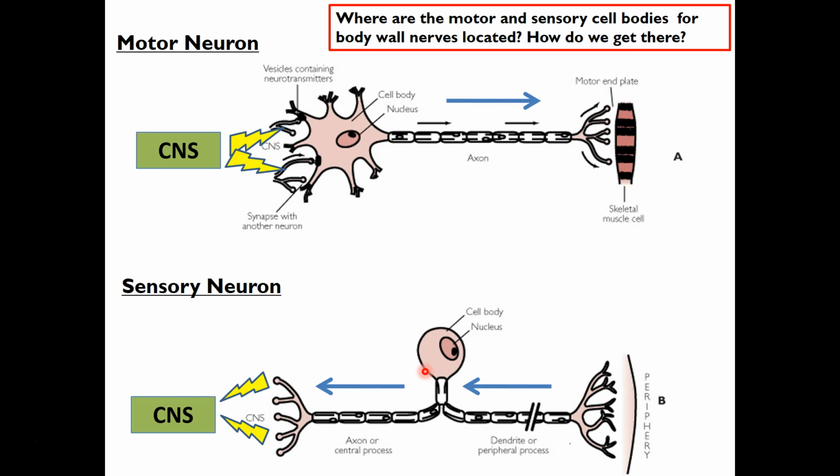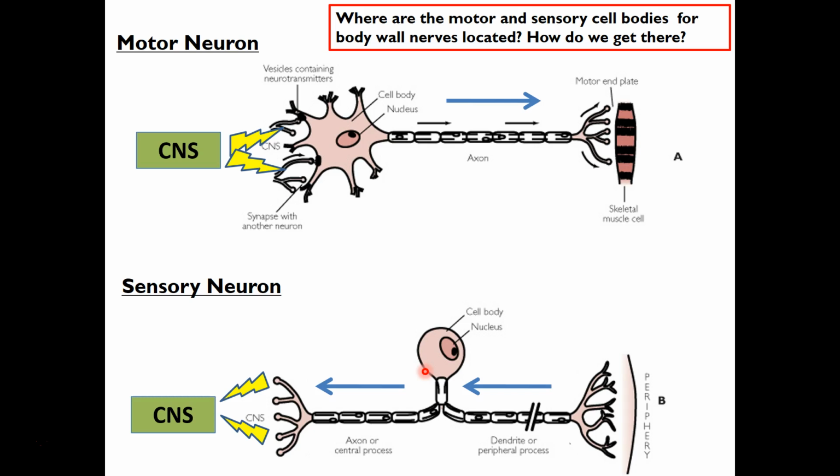So we've talked in very, very general terms about the different parts of these nerves coming into and out from the spinal cord. Let's talk about where the motor and sensory cell bodies are for nerves specifically going to the body wall. And as I mentioned before, you can deduce here that we're talking about nerve supply to somatic structures.